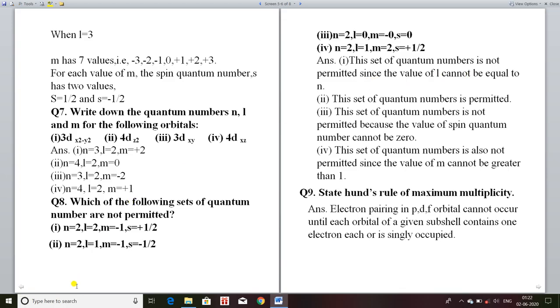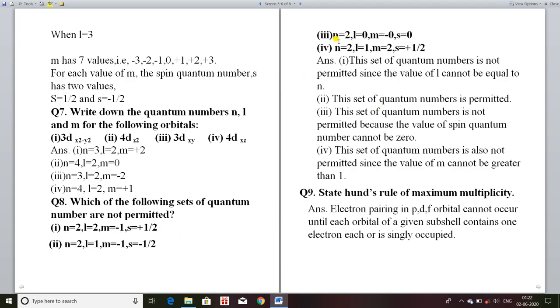In the second part, n is equal to 2, l is equal to 1, m is equal to minus 1, and s is equal to minus 1 by 2. Here this set of quantum numbers is permitted, because when n is equal to 2, the value of l can be 0 to 1, that is 0, 1. So the possible value for m can be minus 1, which is also right, and the value of s will be minus 1 by 2 or plus 1 by 2. So this set is permitted.